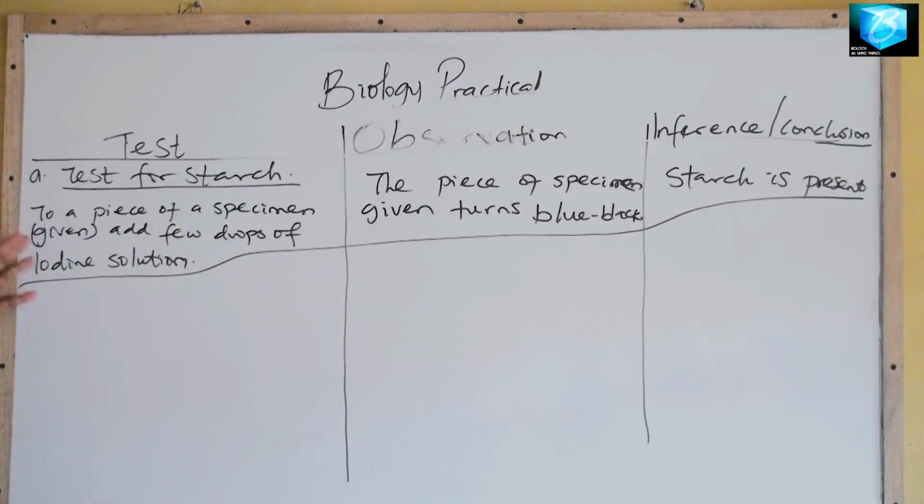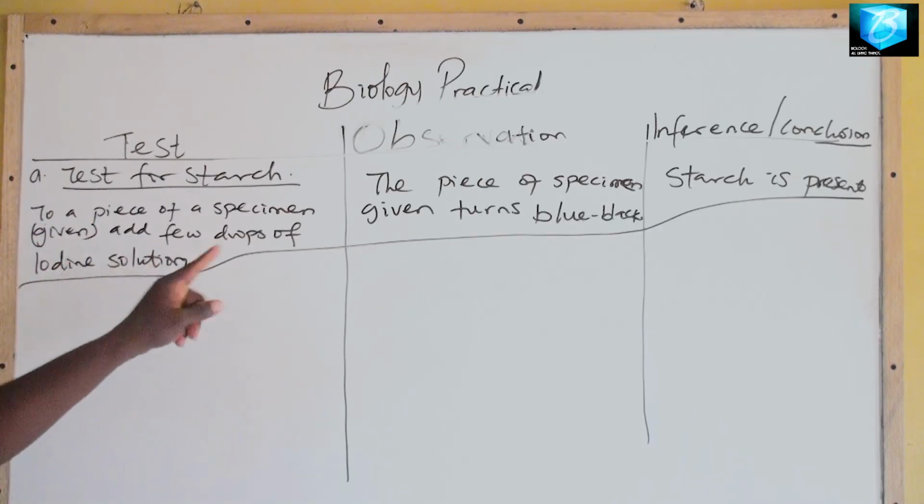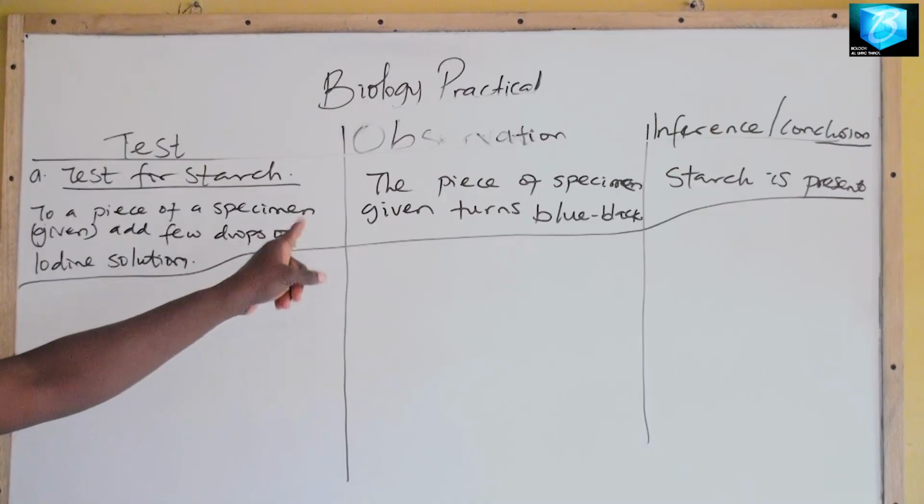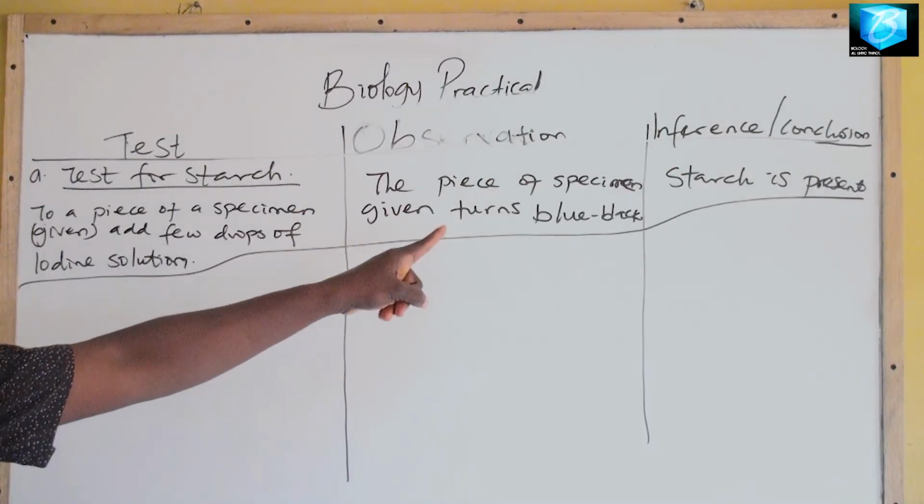Let's assume that in a specimen given, if it is the one that you're going to crush, like the maize grain, the instruction would have been given to you that you should crush it, and whatever they ask you to do, you do it. Then add iodine solution. The next thing that happens, that is under observation. What did you see? The piece of that substance or that specimen must turn blue-black.